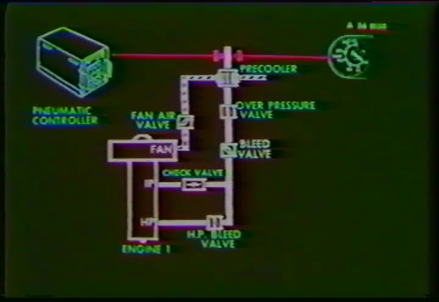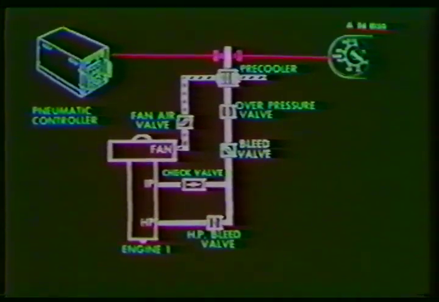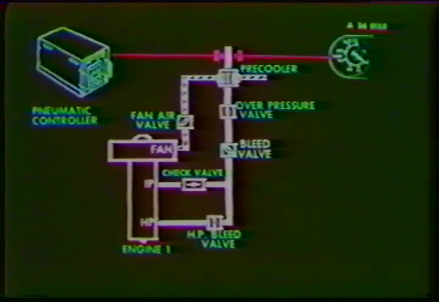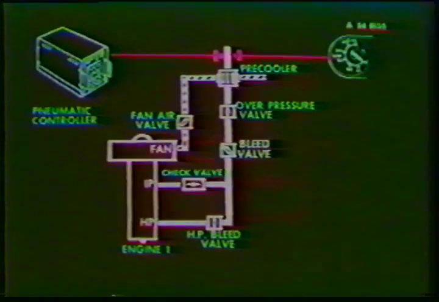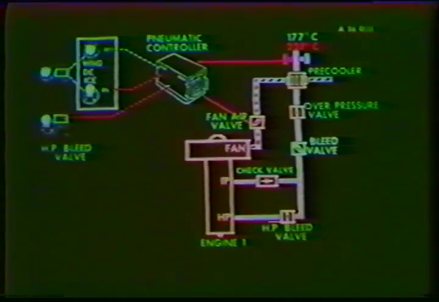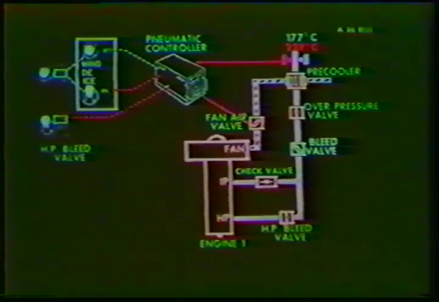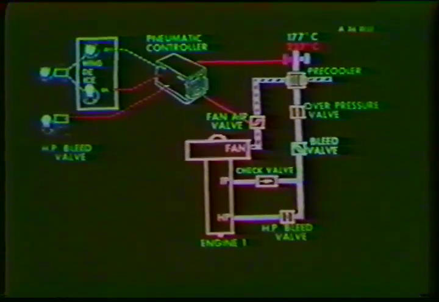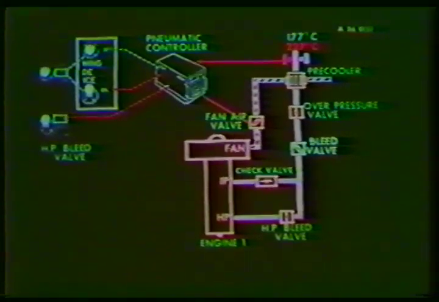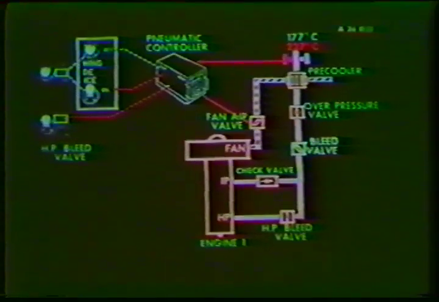The bleed air temperature is monitored by two temperature sensors. One sensor sends signals to the temperature indicator. The second sensor sends signals to a pneumatic controller. The pneumatic controller controls with the input signals the fan air valve for a temperature of 177 degrees or 227 degrees Celsius.